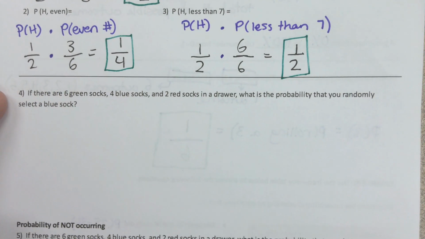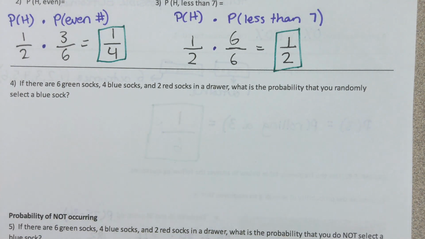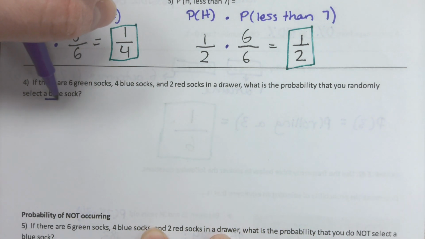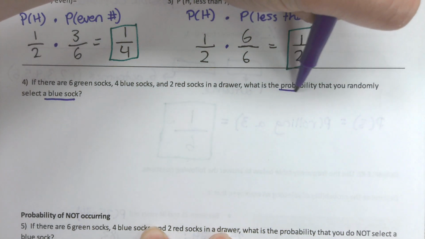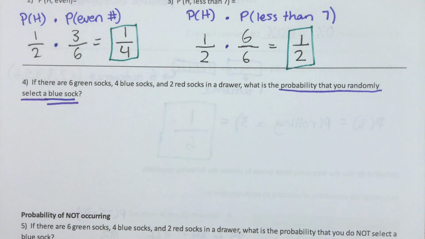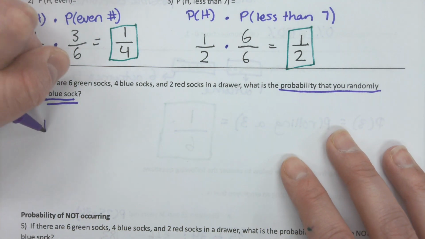Number 4 and 5, they are very similar problems. There's one distinct difference between the two. They're still independent probability. If there are 6 green socks, 4 blue socks, and 2 red socks in a drawer, what is the probability that you randomly select a blue sock? So we want a blue sock. So basically, we're finding the probability of blue.